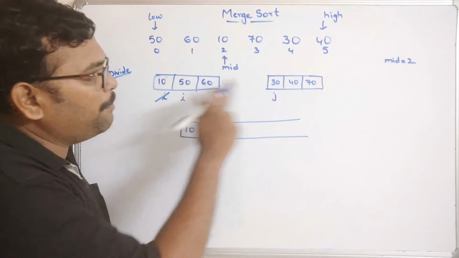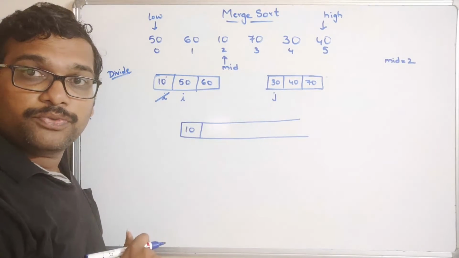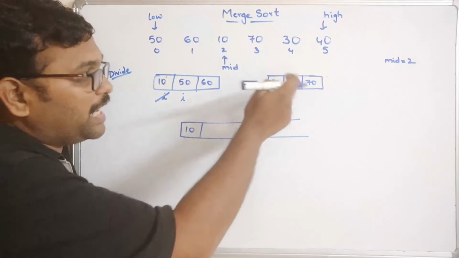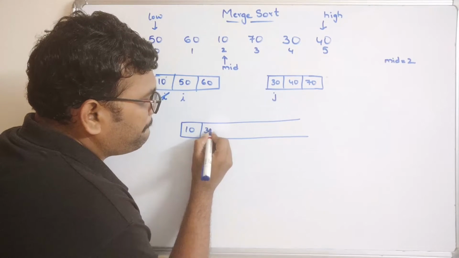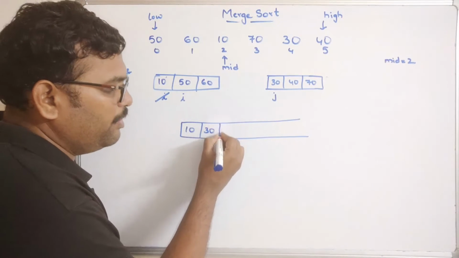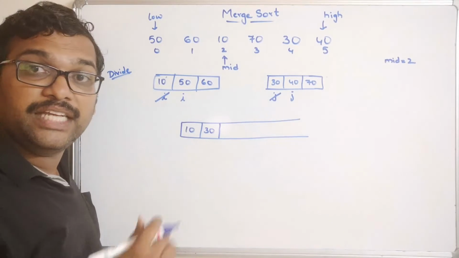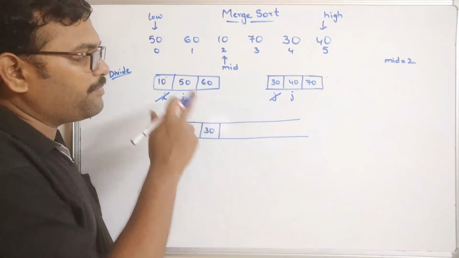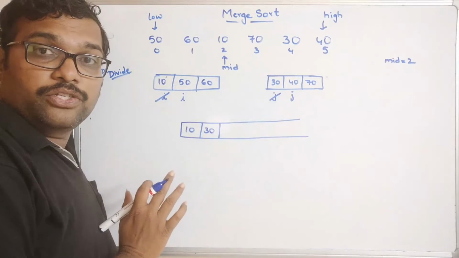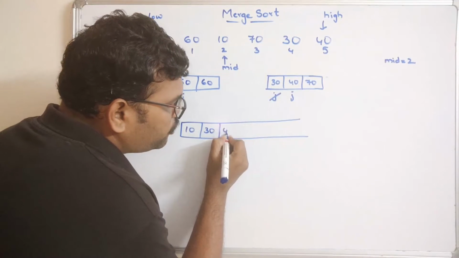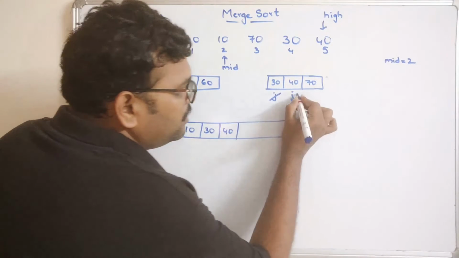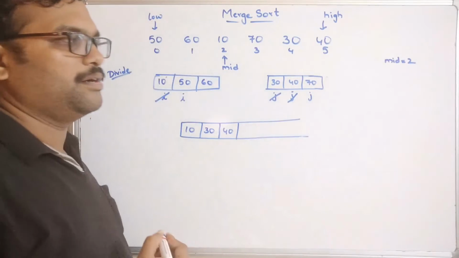Now 50 is compared with 30. Which one is low? 30. So 30 will be copied into the new array. Now J will be incremented. Again compare 50 and 40. Which one is low? 40. So 40 will be stored here and again J will be incremented towards here.